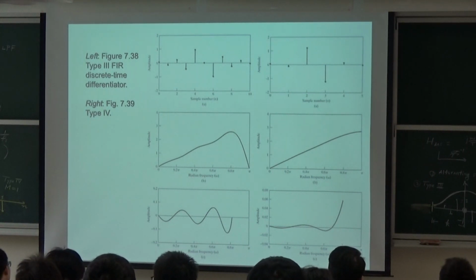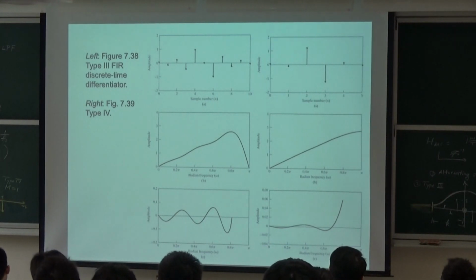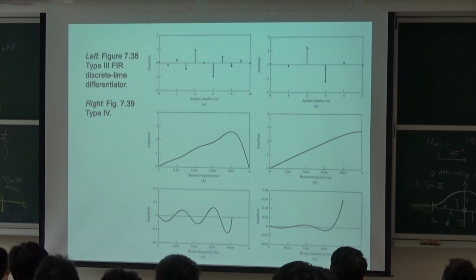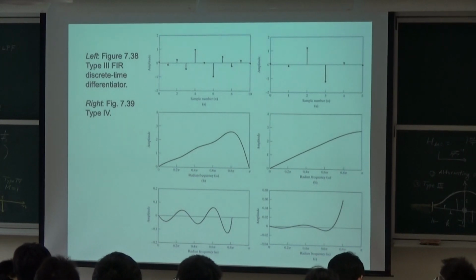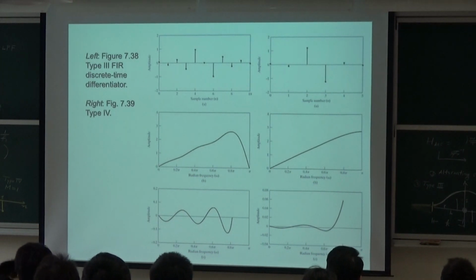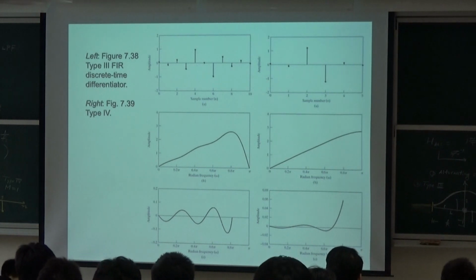So if you can tolerate that, if you don't mind having a fractional, half integer group delay, then we can freely choose to implement our filter in type 4 or type 2 actually. So that's a nice comparison in the textbook we would like to share with you.